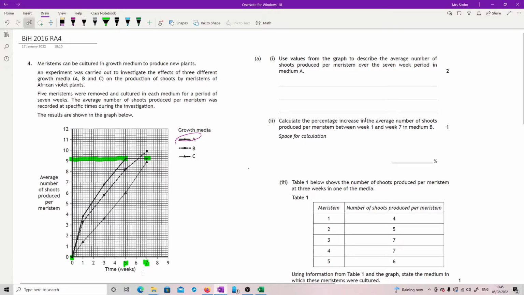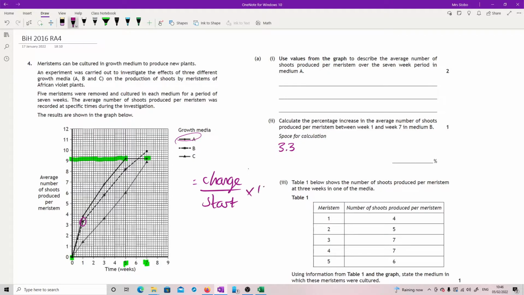Calculate the percentage increase in the average number of shoots produced per meristem between week 1 and week 7 in medium B. Now, the first time I looked at this, I thought they were being really horrible, but actually the numbers are not as bad as you think. So week 1 of B, you'll notice it's between the indices and the lines. So you're going to have to take that across, and it is 3.3. This is your start. This is a percentage change, so it is always the change divided by the start, and then times it by 100. So our start is 3.3.